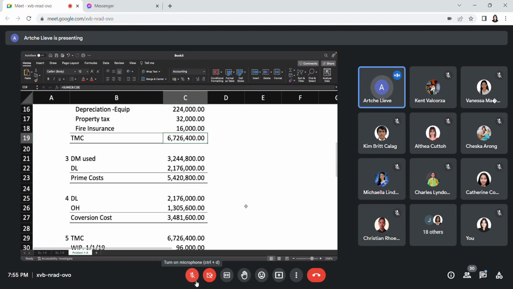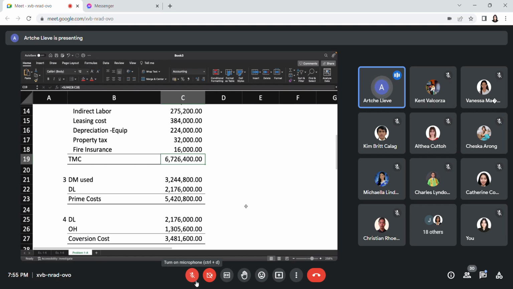Number 3, the question is how much is the prime cost? Take note of what we discussed last meeting. Prime cost comprises direct materials used and direct labor. In this case, you already have the direct materials used and your direct labor. That would be a total of 5,420,800.